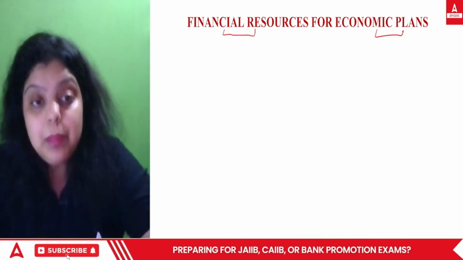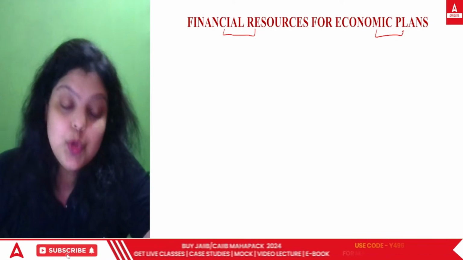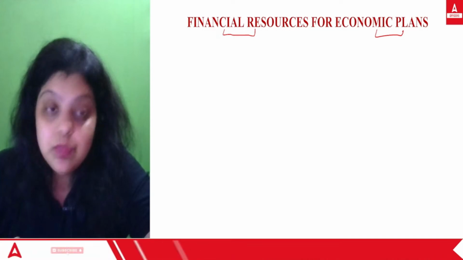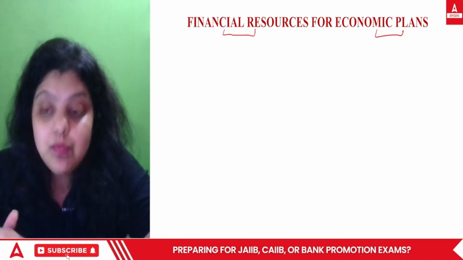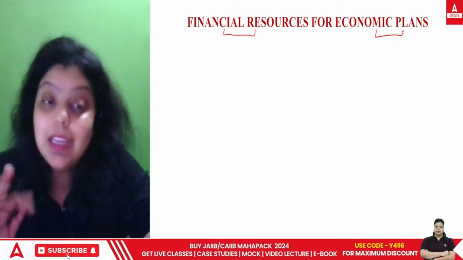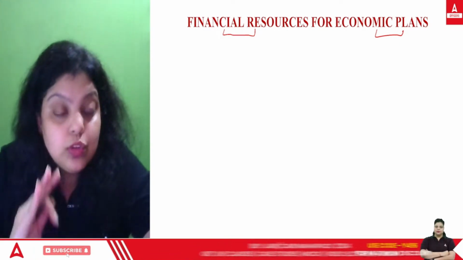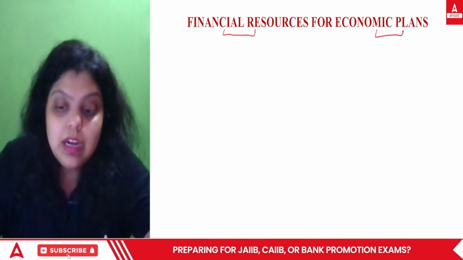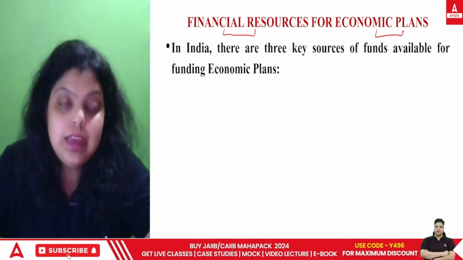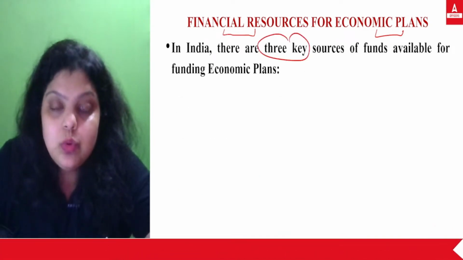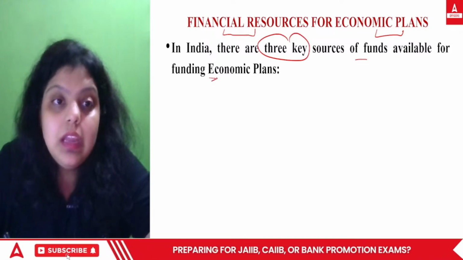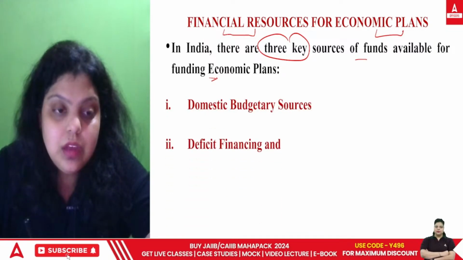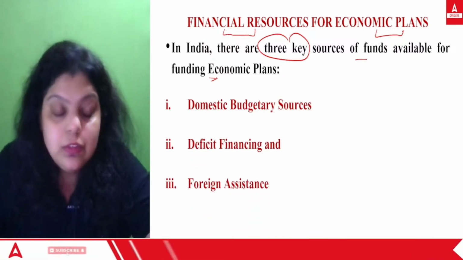But to implement that planning, you need what? You need a financial resource. You need money. So whatever economic planning the Government of India is doing, the government needs a fund to implement that planning, and for that, financial resources are required. There are 3 important financial resources which help the government to raise the capital for the implementation of the economic plans. In India there are 3 key sources of funds available to fund the economic plans of the country. First we have domestic budgetary sources, second deficit financing, third foreign assistance. What are these?